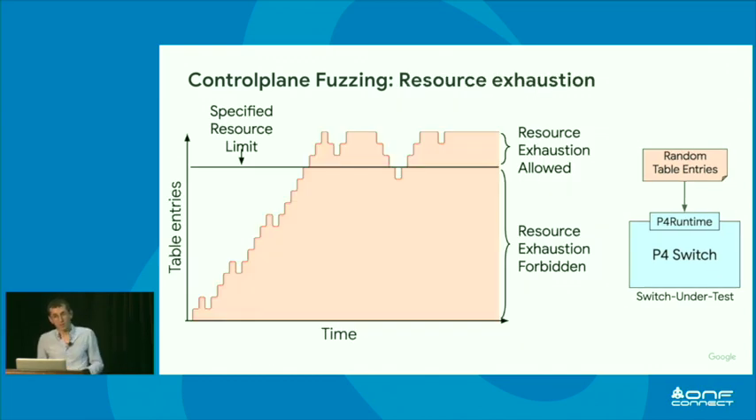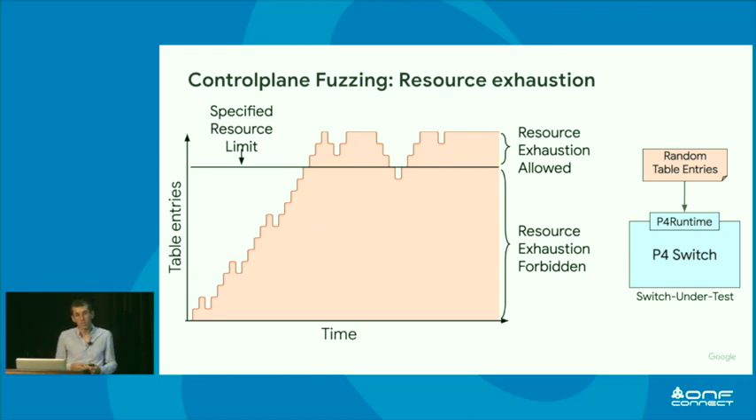A second thing we can do with our fuzzer is, we know from previous experience that when you come close to the table limits, the switch's implementations are doing a lot of tricky behavior where they rearrange things in the table and so on. And there's a lot of bugs lurking there.